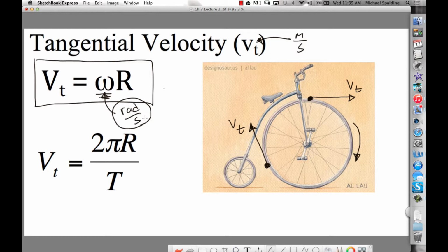Now, does that mean you have to put your calculator into radian mode? No. Leave your calculators in degree mode when you're in this class. But when you plug into that first equation, the angular velocity has to be in radians. Now, there's something else you have to know.